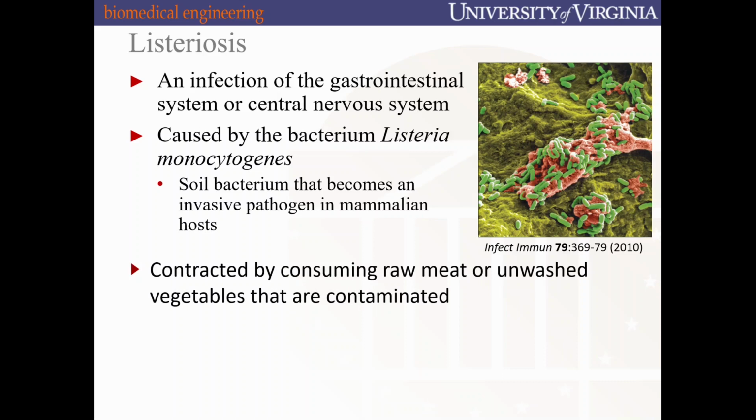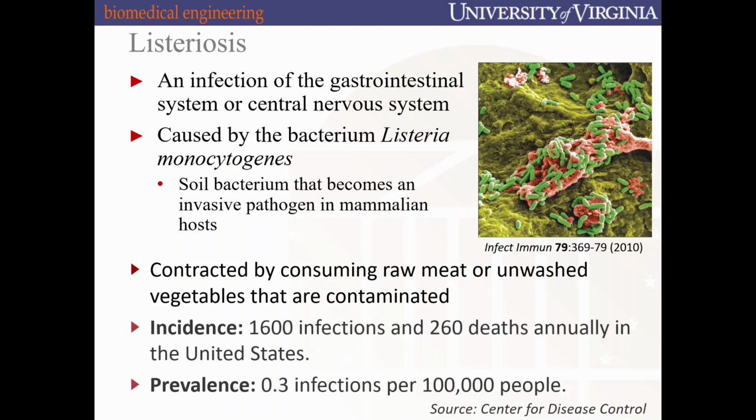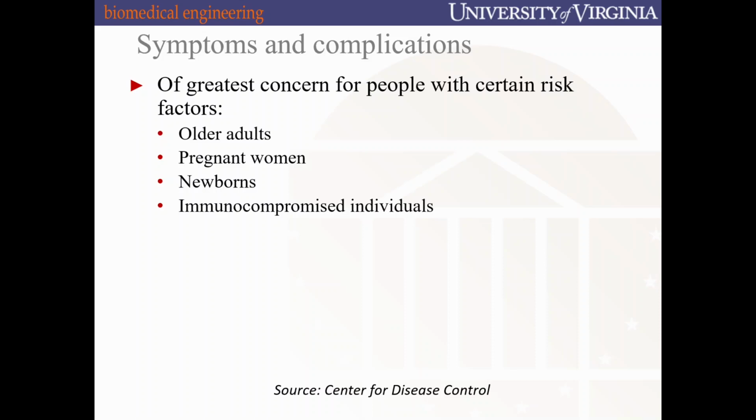Listeriosis is contracted by consuming raw meat or unwashed vegetables that are contaminated with the Listeria bacterium. We see around 1,600 cases every year in the United States, which corresponds to a prevalence of around 0.3 infections per 100,000 people. Most cases result in symptoms that we normally associate with food poisoning. But the disease can get much worse than this, and we see around 260 deaths per year in the United States.